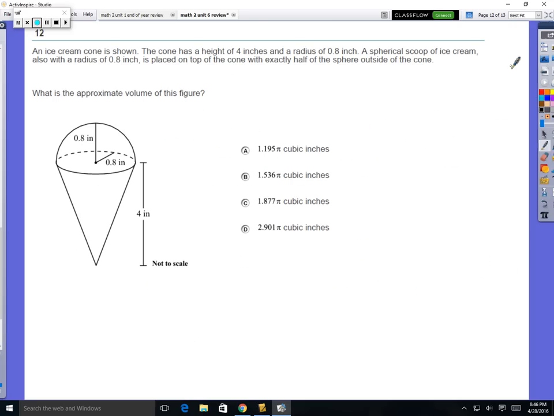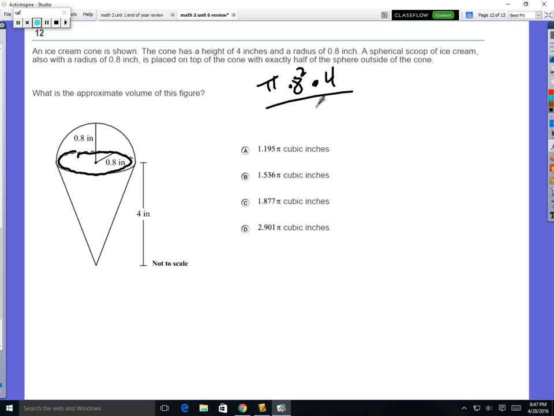Okay, number 12. An ice cream cone. Find the volume of it. Okay, so we did a cone. The cone is pi r squared times the height, all divided by 3. Okay, now my answer has pi in all its terms. So, man, 64 times 4 divided by 3.